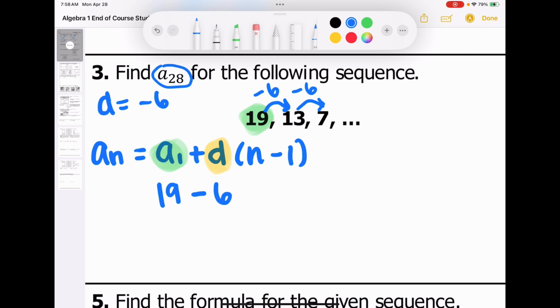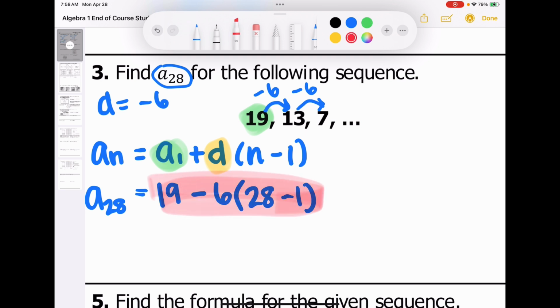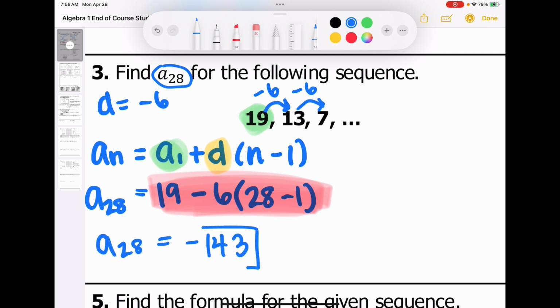And then we're finding A28. So wherever the letter n is, I'm going to replace it with a 28. Now with these, you can just take this and type it into the calculator. And when you do that, you should get negative 143.